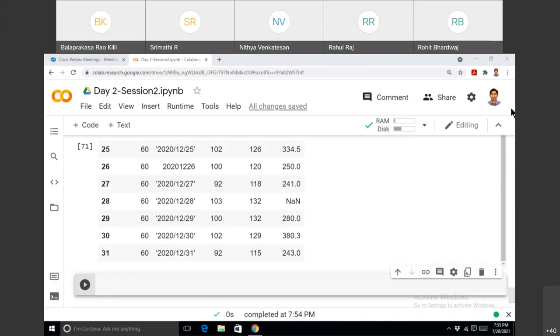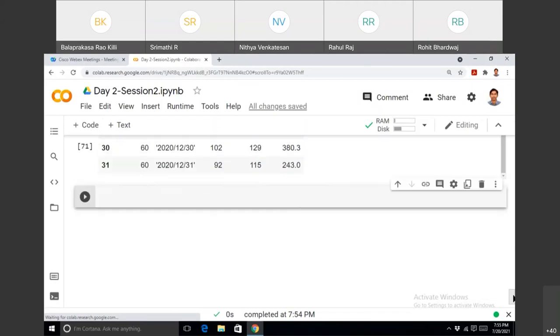I think she muted. Okay, now if you have any questions in pandas, I will answer. Otherwise, I will take 10-15 minutes and tell you how to generate plots, because I don't have much time. I have only 1 hour to cover. Yeah, please.